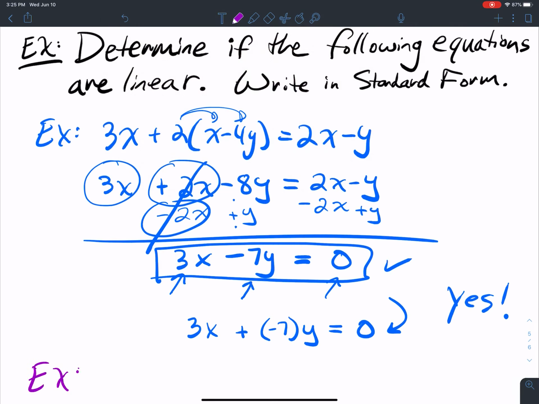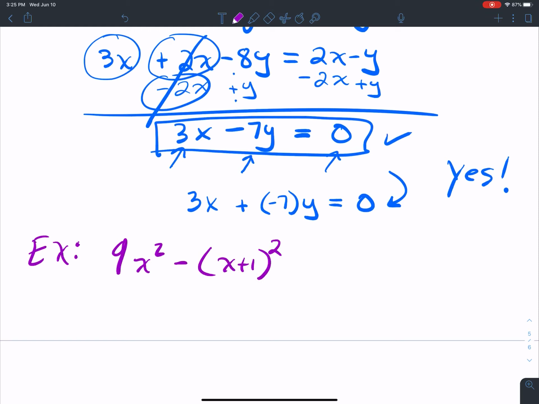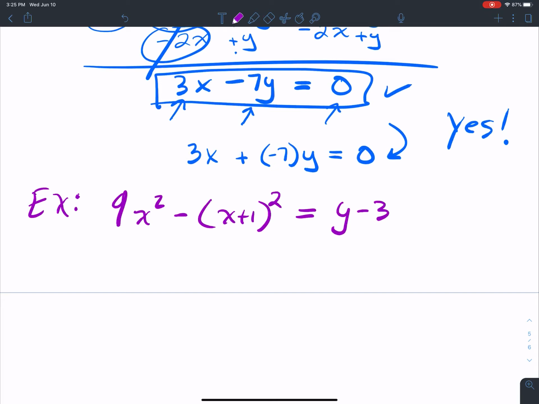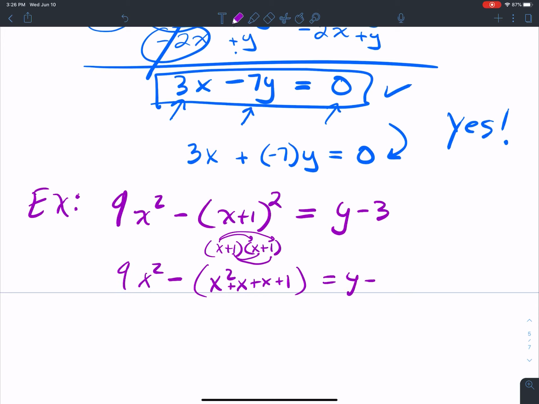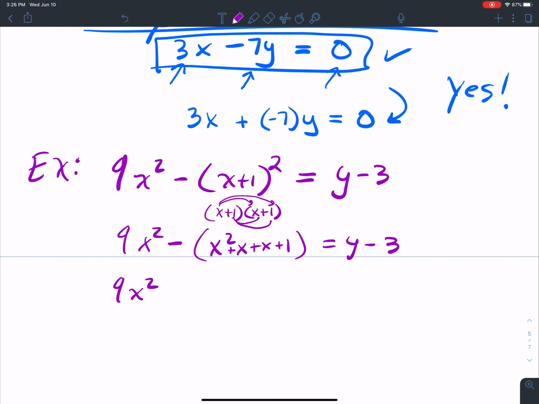Let's try another example. 9x² - (x + 1)² = y - 3. All right, now (x + 1) squared, that's (x + 1) times (x + 1). When in doubt, write it out. Multiply through, I get x squared, and then 1 and x gets me x, and then 1 and x makes me x, and then 1 and 1 makes 1. So all of that is subtracted. So then I have 9x squared, and then that's 2x in there. So I have negative x squared, negative 2x, negative 1 if I distribute the negative to each piece. Equals y - 3.